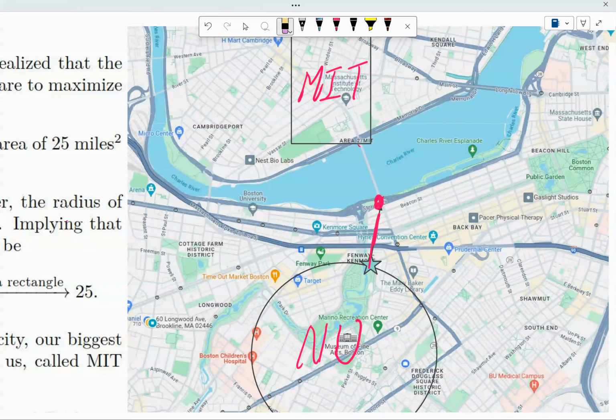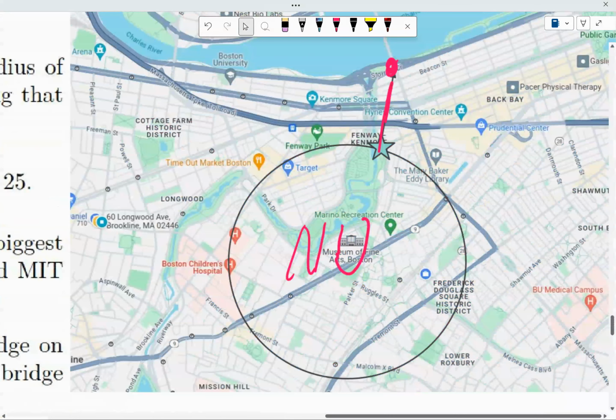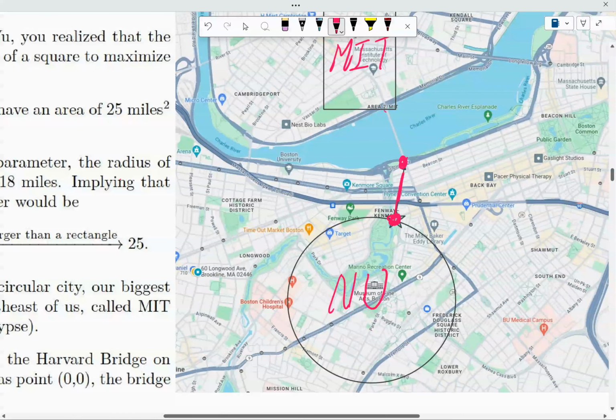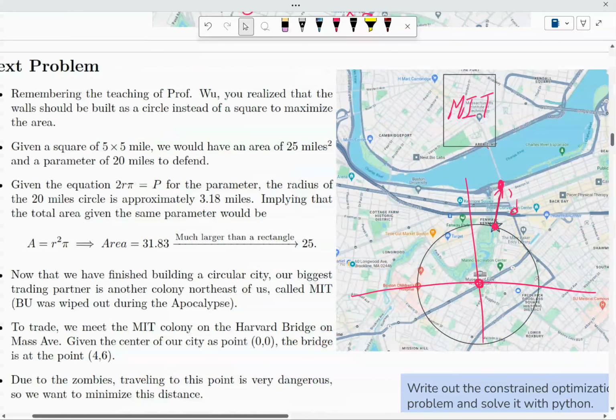So the point is, ideally we want to put a door here because we trade with them the most. If we build a circle where this location is (0, 0), the center of the circle, where should the door be such that it minimizes this distance? As a leader, you need to decide where the door is. You need to figure out the exact location of the star so that the distance to here is minimized. So that's the second word problem.